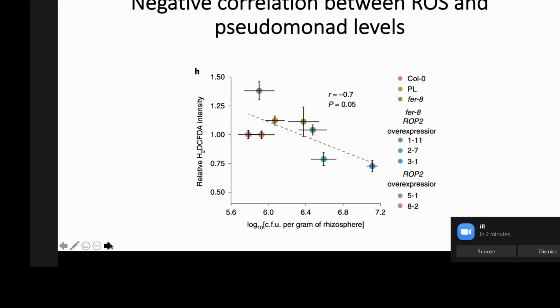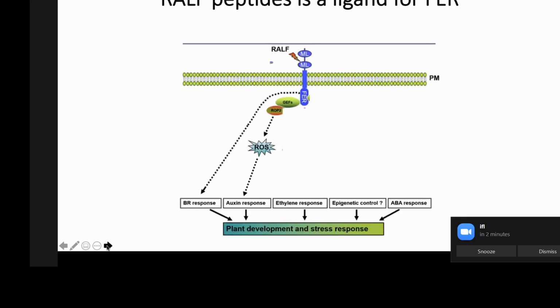All right, so they then looked at correlation between, I don't have much time, so I'll kind of go quickly, they looked at correlation between ROS and Pseudomonas levels and saw that there was a negative correlation between both, right? So the more ROS you have, the less CFUs, the less bacterium is in the rhizosphere.